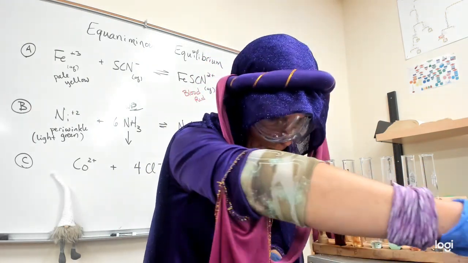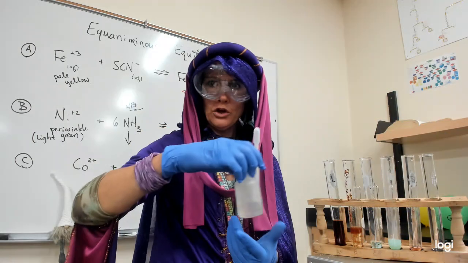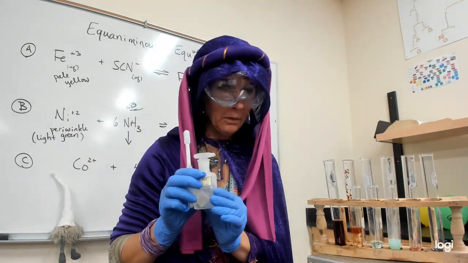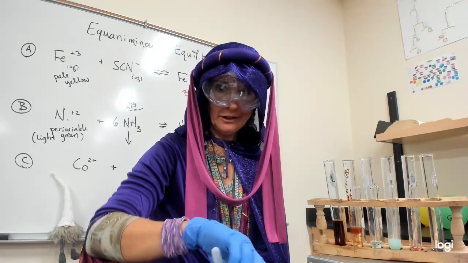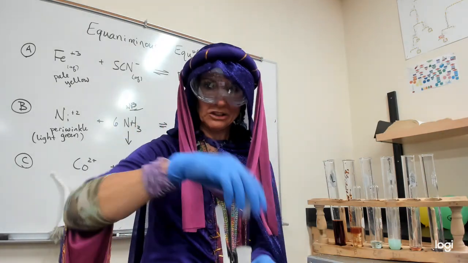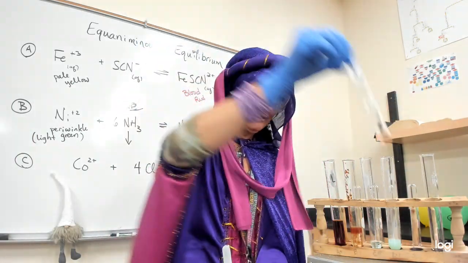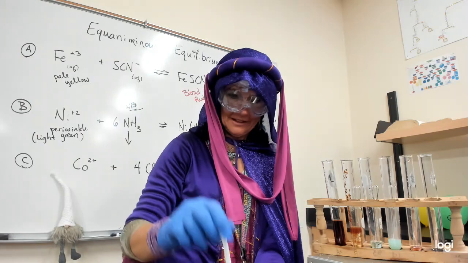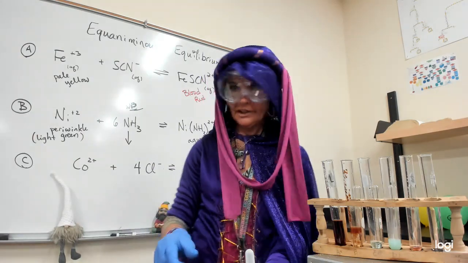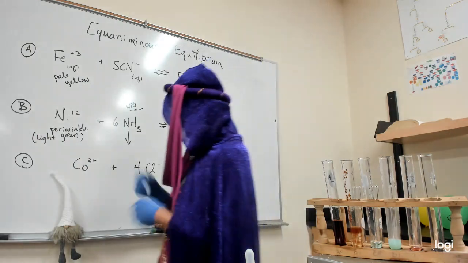And now we are going to add 12 molar HCl. 12 molar. This is the big stuff. That's why it's in this special glass jar. So, it's pink. If you want, you can come up with a clever name for pink. Is there a clever name? There's got to be. It's pink.